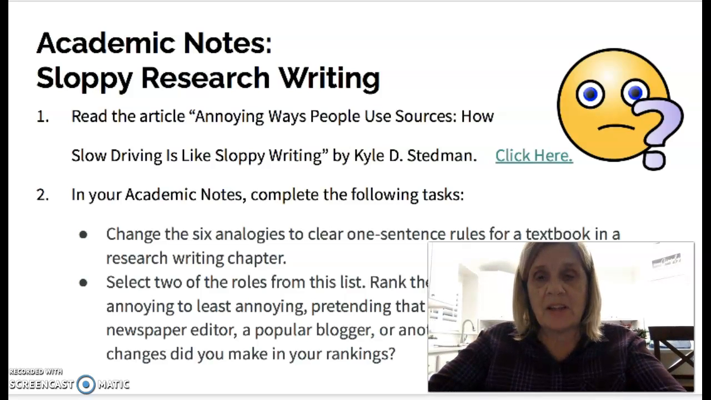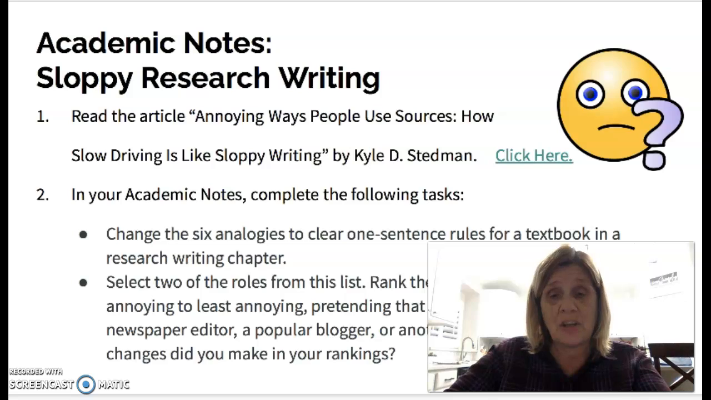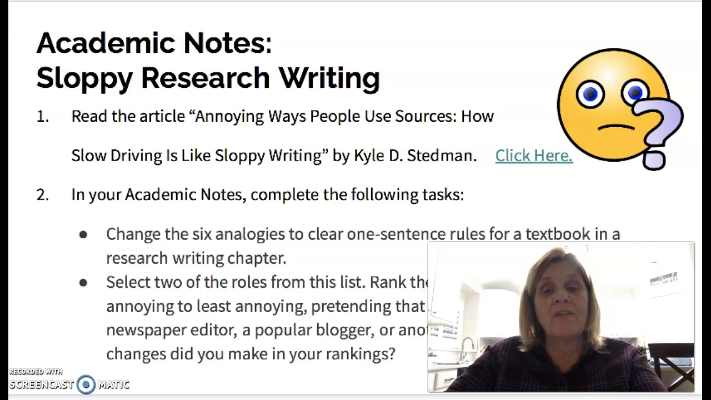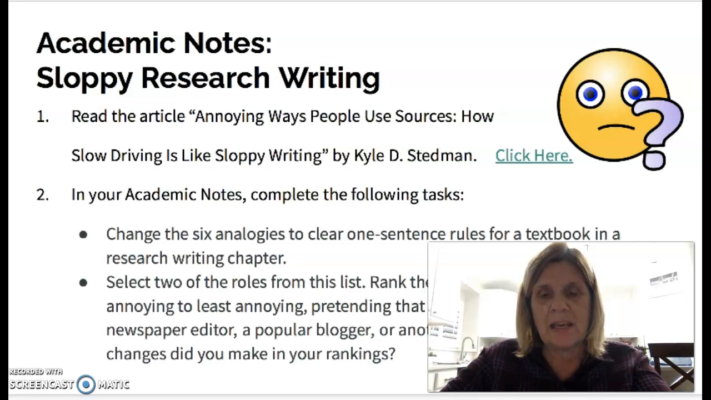So look at the 6 analogies. It's a fun analogy that he uses. Transfer each of those in the first bullet into clear one-sentence rules for a textbook so that I can tell you know what the flaw is so that you don't make it. And the next one, pick 2 of the roles in the second bullet and rank those 6 in order from that career's perspective, how they would look at misusing resources in their articles or in their writing in their career.